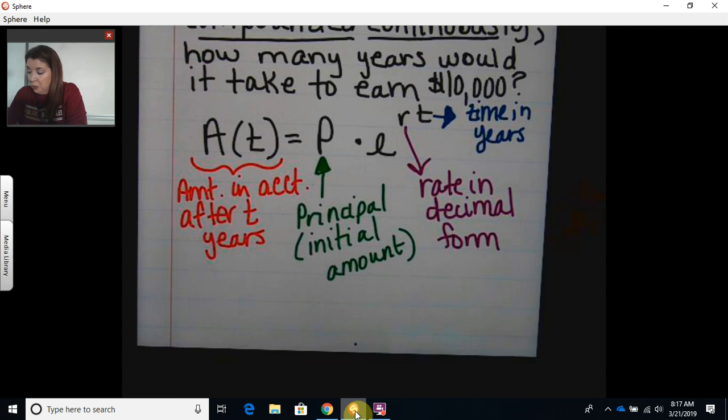So this problem said, if you deposited $3,000 into an account earning 5% annual interest compounded continuously, because we use the E, that's the formula for compounded continuously, okay? How many years would it take to earn $10,000? So which variable do we not know? T, right? We don't know time.